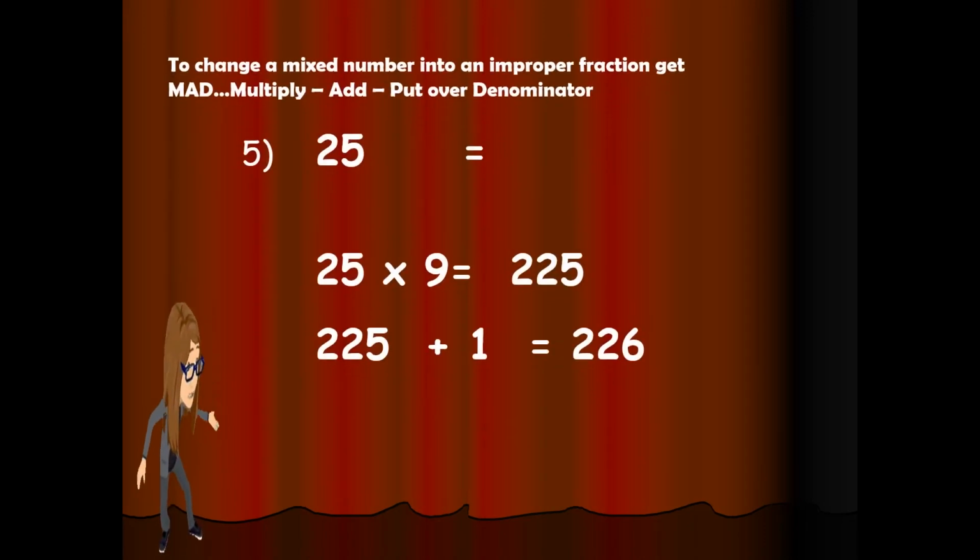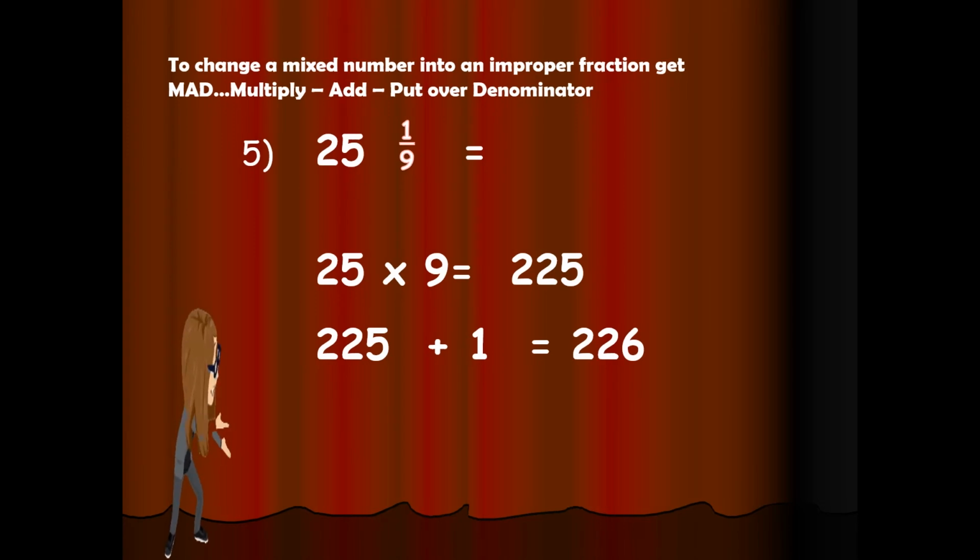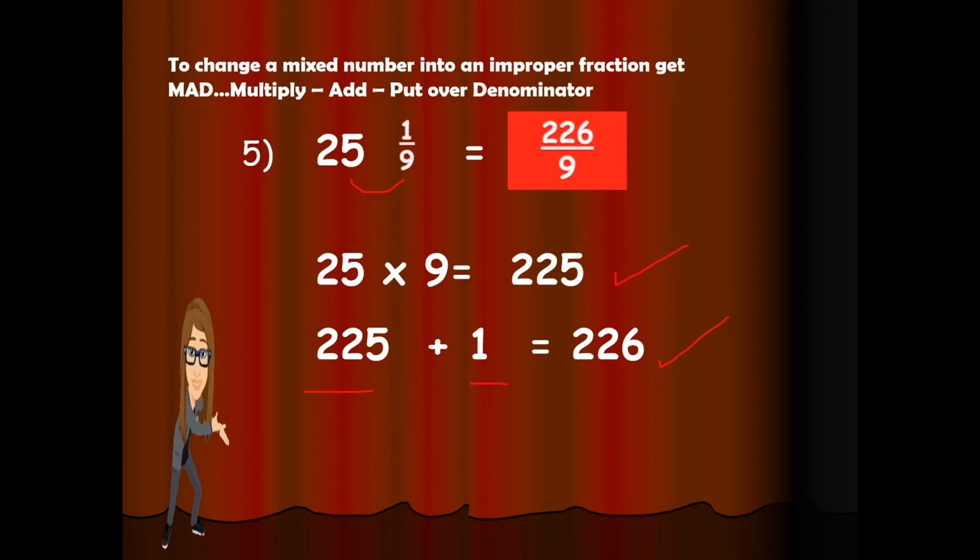Now, let us go on to the last number. We have 25 and 1 ninth. So 25 times 9 is 225. Then 225 plus 1 is 226. So the answer is 226 over 9. Very good.